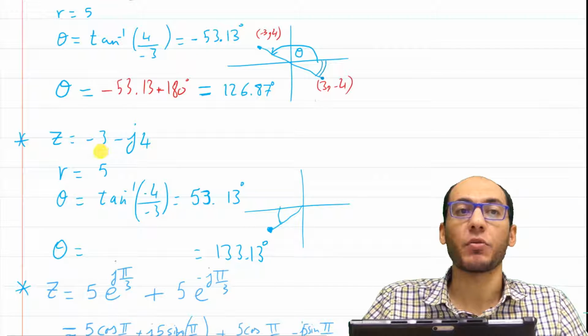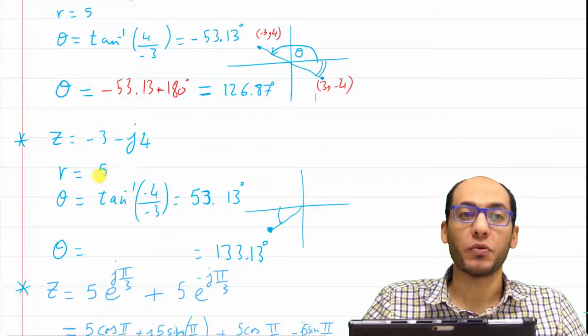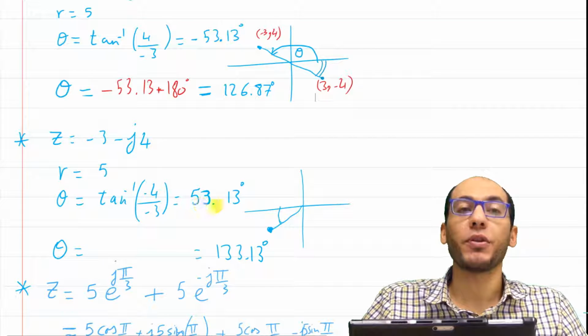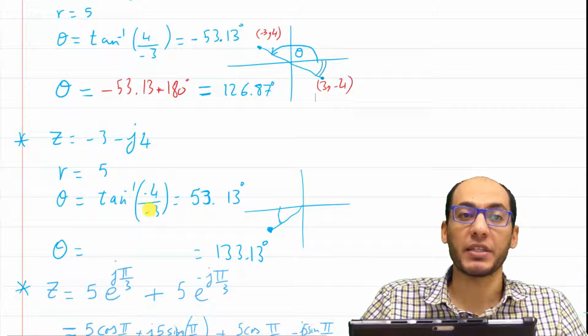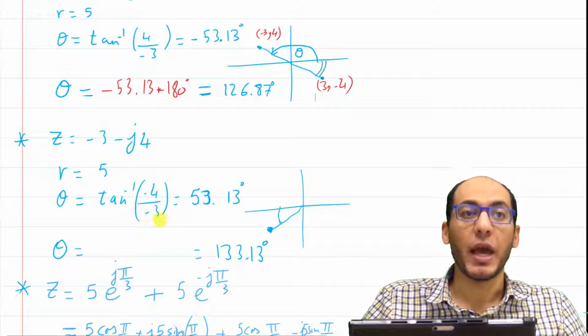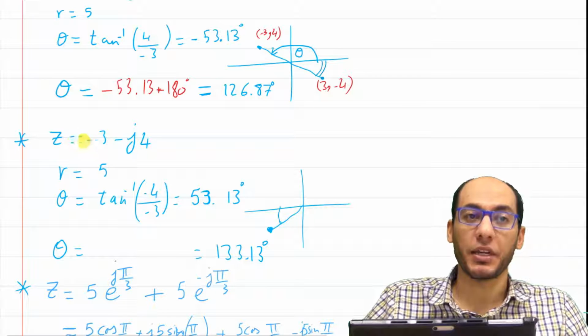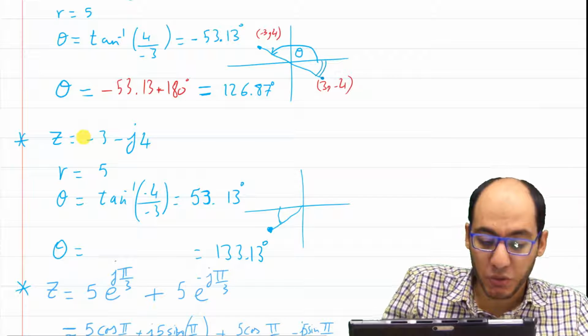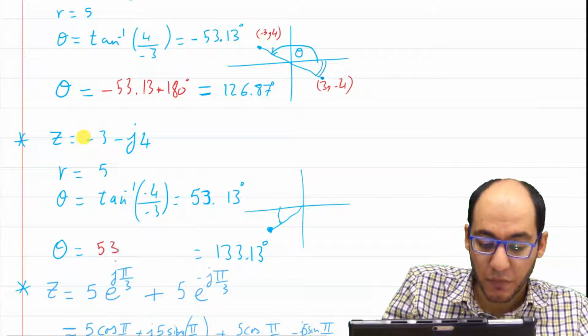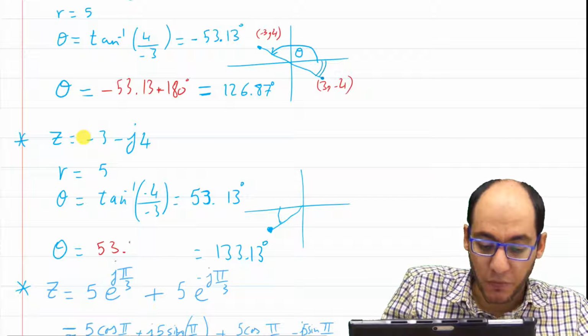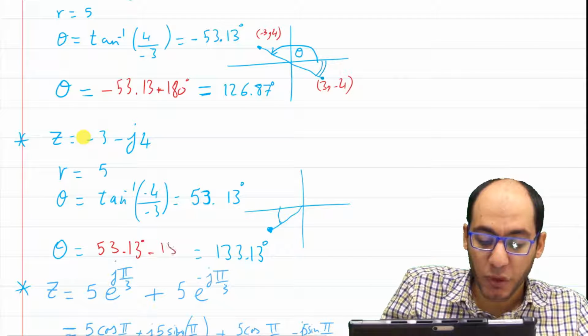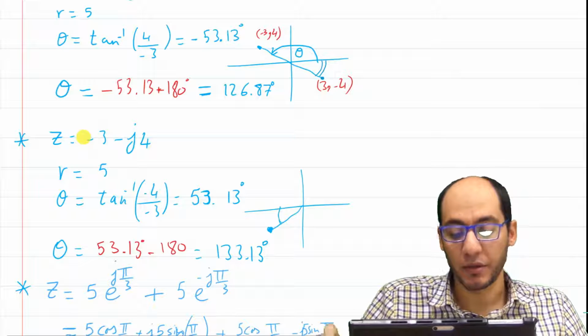The example says that we have negative 3 minus j4. The r is equal to 5. Theta is equal to 53.13 because the negatives cancel each other. And this is not the correct value of theta that I'm looking for. Why? Because the x is a negative value. And that's why we need to compensate for theta. 53.13 degrees. And here I'm going to subtract 180 degrees. I'm not going to add.